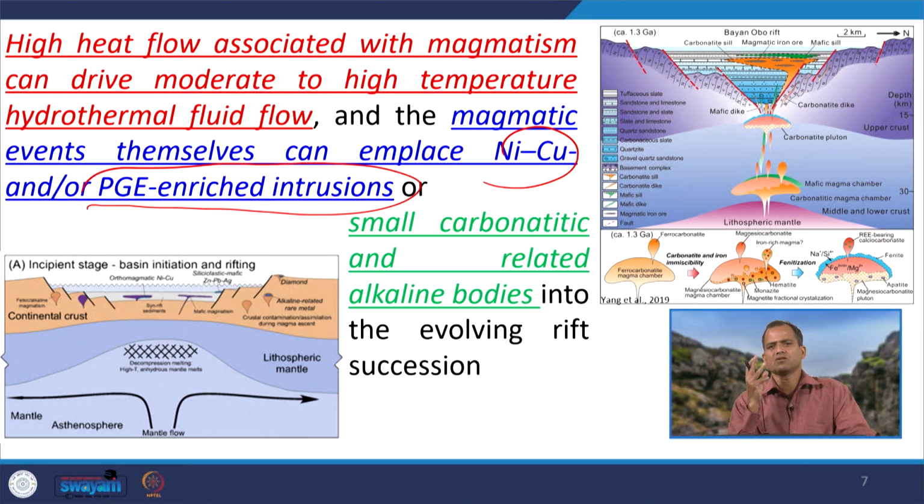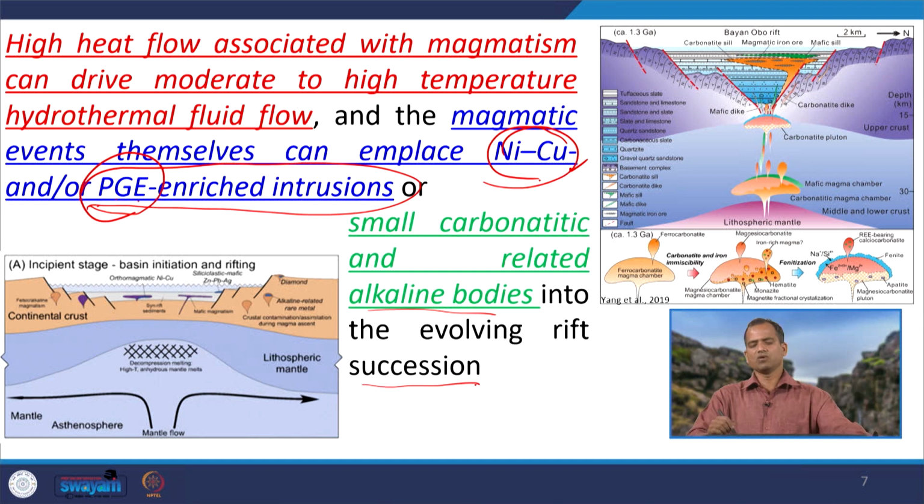So, here we have two points for the minerals that can be emplaced. One is due to hydrothermal fluid, that is the brine solution and hydrothermal fluid. And when we are emplacing magma in the stretched environment, in a rift environment, the magma generated from decompression melting of the mantle may contain nickel, copper and PGE enriched intrusions, that means platinum group elements, or small carbonatitic and related alkaline bodies in the evolving rift succession.